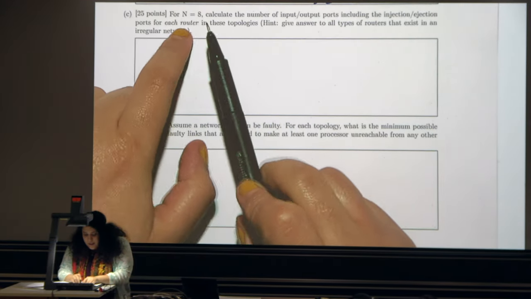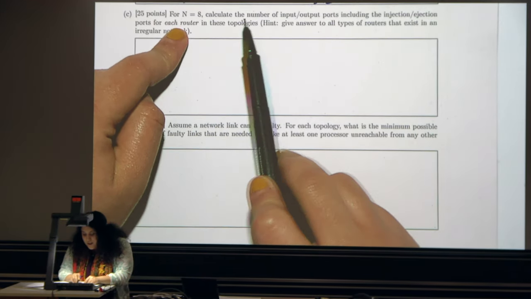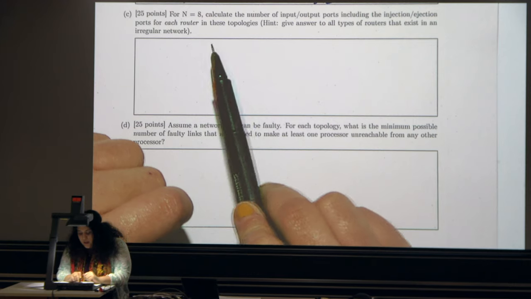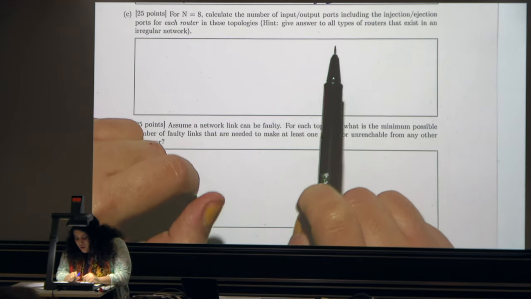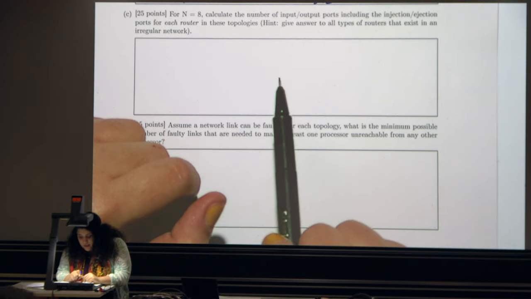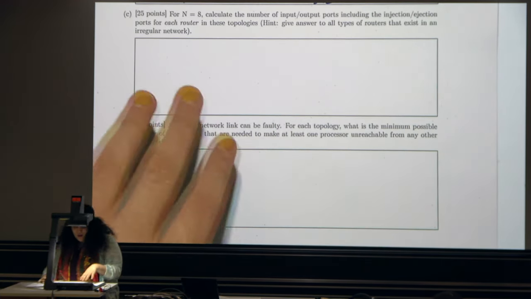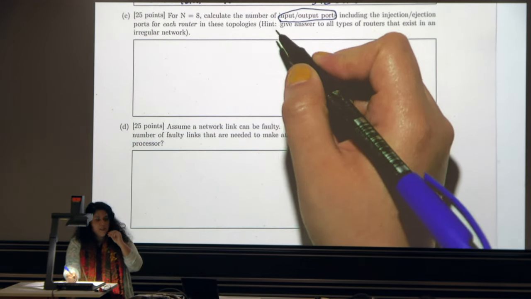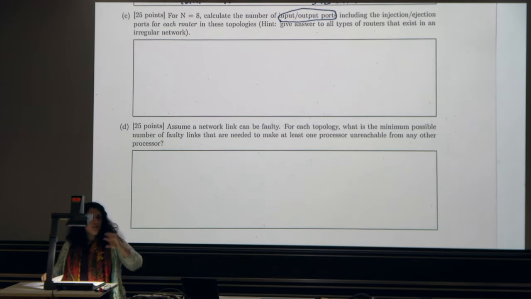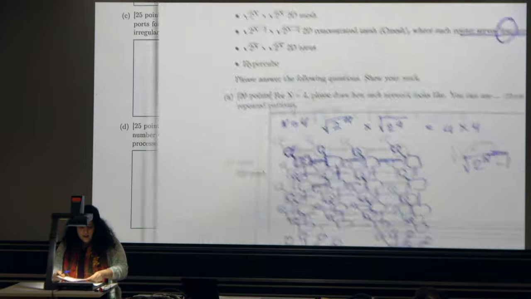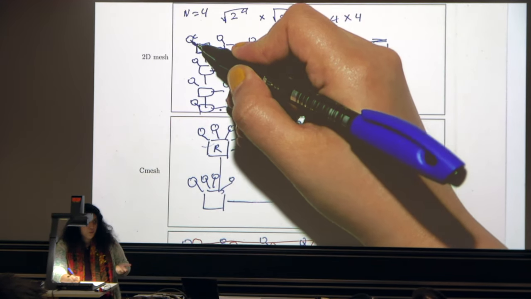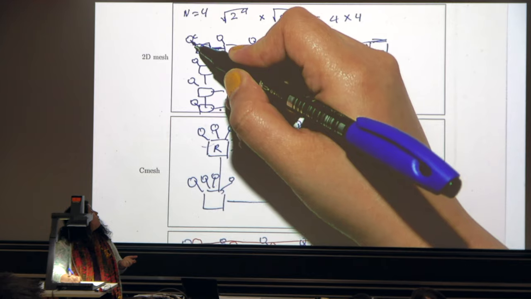it again says that assume n is equal to 8. Calculate the number of input output ports, including the injection ports, for each router in these topologies. And then the hint is to give an answer for all types of routers that exist in an irregular network. So here it's asking about input and output ports. So do not confuse that with links. Links are the ones that connect the routers together, but here, let's again visit our previous solutions. This one, for example, can be an input and output port, so we should remember to count this.